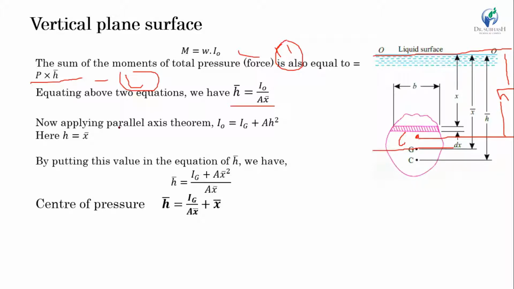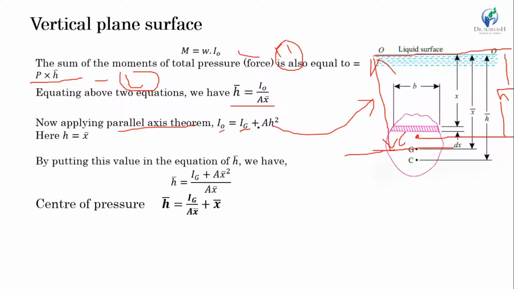So for that, we must apply the parallel axis theorem, which states that I0 equals Ig plus A x bar squared. I0 is the moment of inertia about any axis, which is equal to the moment of inertia about the axis passing through CG plus total area times the square of the distance between these two axes. Let's consider the distance between these two is h. So this h is nothing but the distance between these two reference axes. The first reference axis is OO, the free surface of liquid, and the second is the axis passing through the CG.